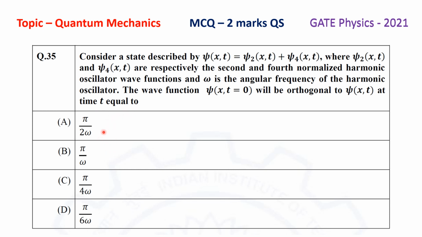Option A is pi by 2 omega, option B is pi by omega, option C is pi by 4 omega, and the last option, option D, is pi by 6 omega. So we have to choose the correct answer from these four options. Let us see how to solve this problem.